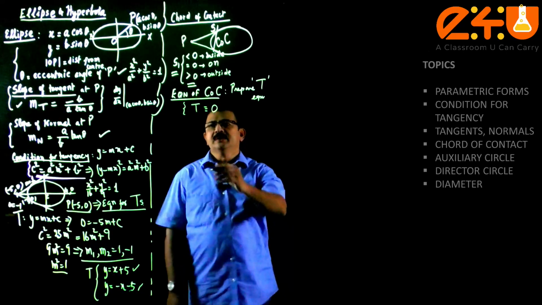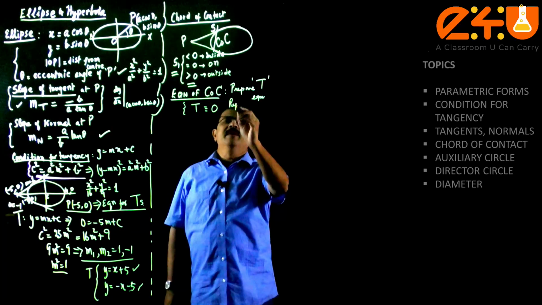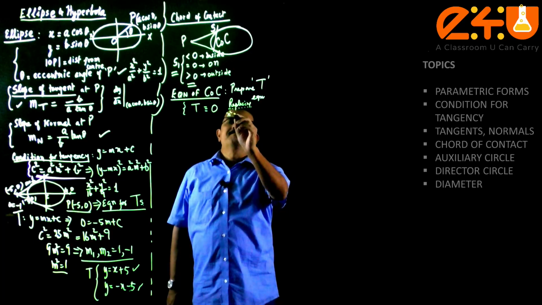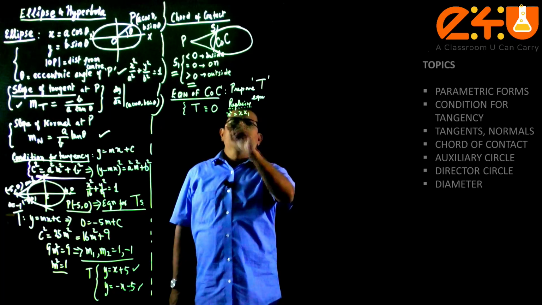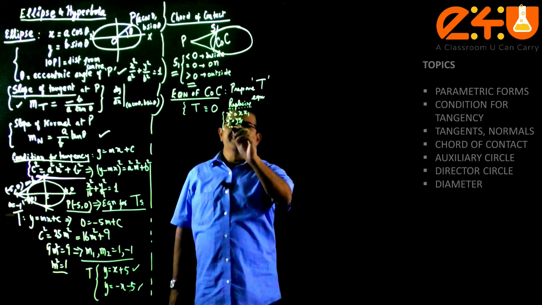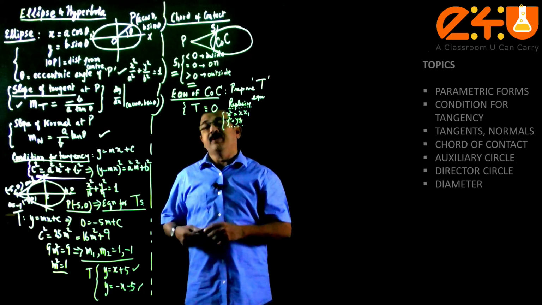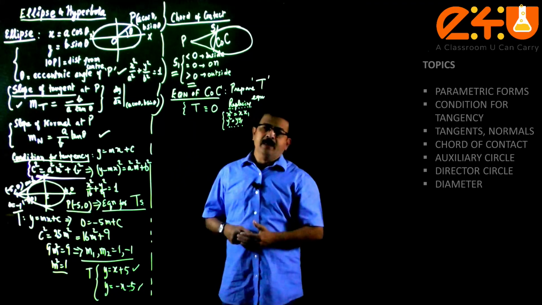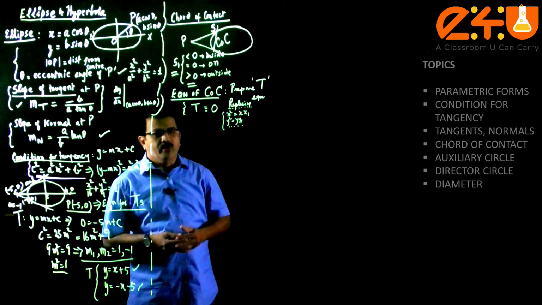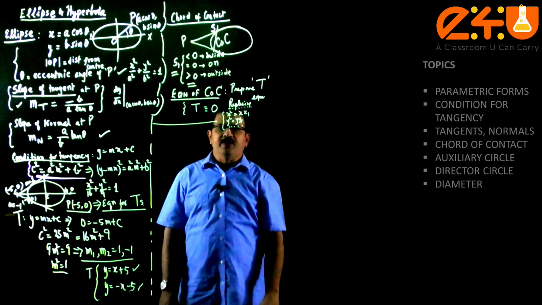So what do we mean by T equal to 0? T already implies the replacing procedure. I am just revising: x squared is replaced with x x1, y squared replaced with y y1, and so on. x is replaced with x plus x1 by 2, y replaced with y plus y1 by 2. Just in case there is an xy term, it is replaced with x1y plus xy1 whole divided by 2. So that makes the concept of chord of contact simple.